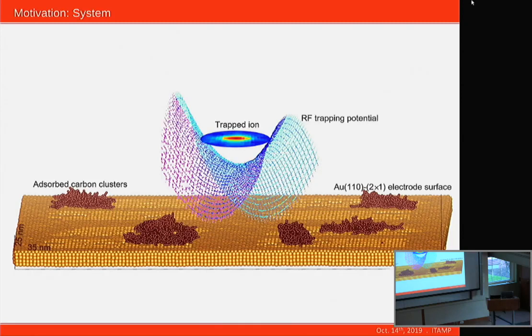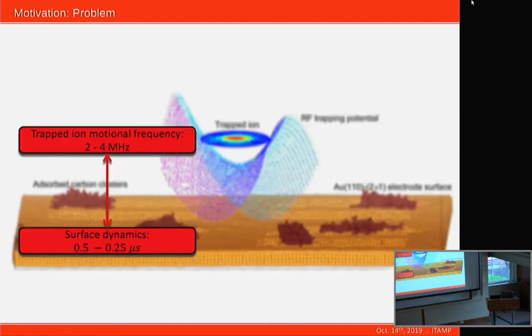So the problem is that the ion is now so close to the surface that it can be easily perturbed by the surface dynamics. This perturbation, as we call it, the surface noise, is measured by the position of the ion within the motional frequency of the ion, which is megahertz. And this suggests that something may be happening in the surface within the microsecond time scale. And that's what we are going after.